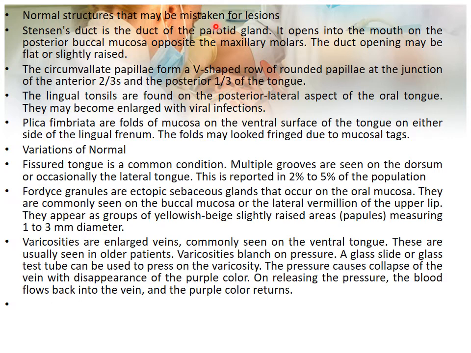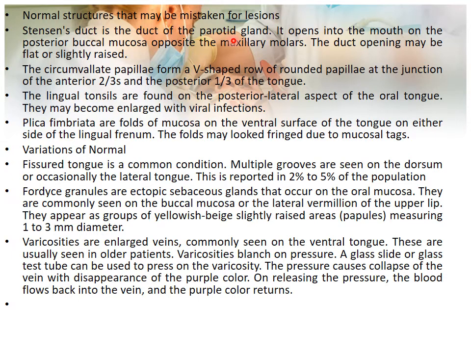Another structure which is going to be misdiagnosed during the examination is the circumvallate papillae. It is usually formed as a V-shaped row of rounded papillae at the junction of the anterior two-thirds and the posterior one-third of the tongue. Again, the lingual tonsil also, which is found on the posterior lateral aspect of the tongue, sometimes may be enlarged and have a viral infection.